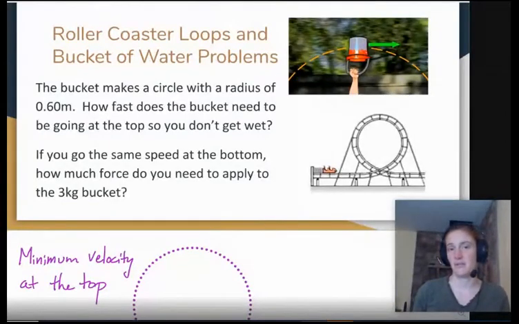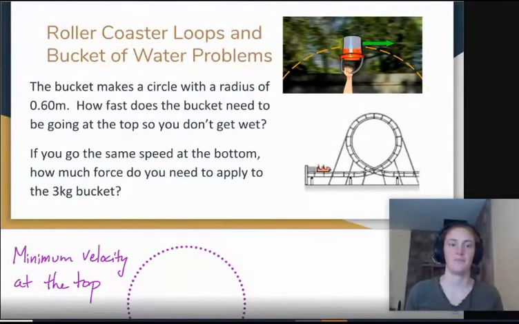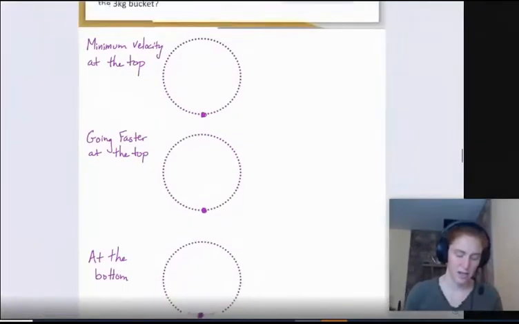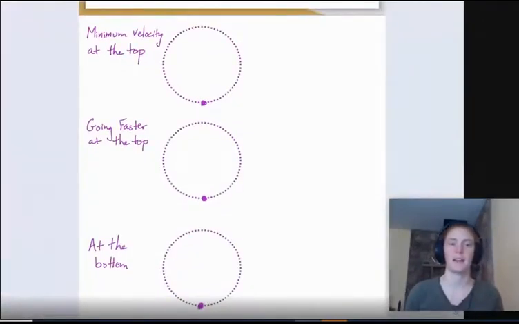And if you don't have a bucket of water, you can try a plastic shopping bag and just put a couple unbreakable things in it to swing around your head. So in this example, I want to look at what the force diagrams would look like for the minimum velocity at the top, if you're going fast at the top, and at the bottom.